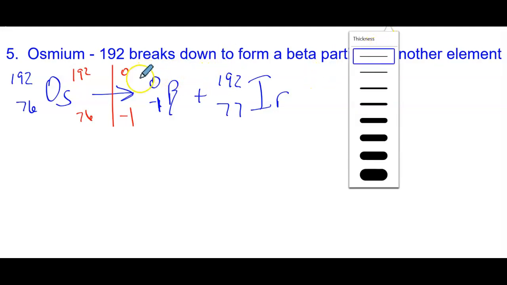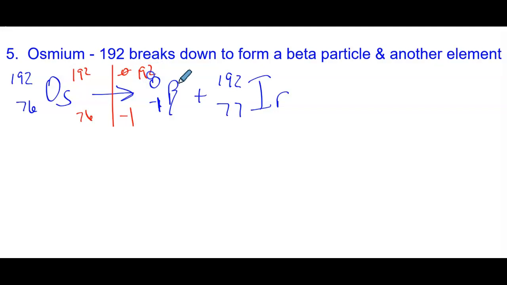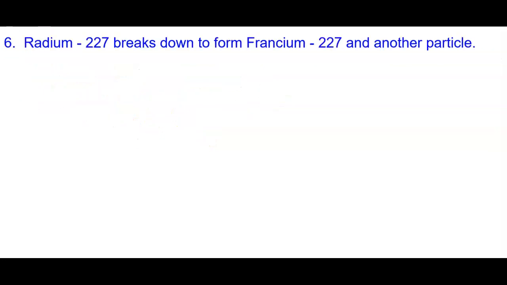So double checking my math. We get 0 plus 192 on this side goes to 192, 77 plus -1 gets me to 76, and we know this is done correctly because our top number totals equal each other on the left and the right, and our bottom number totals equal each other on the left and the right. Okay, we got radium 227.